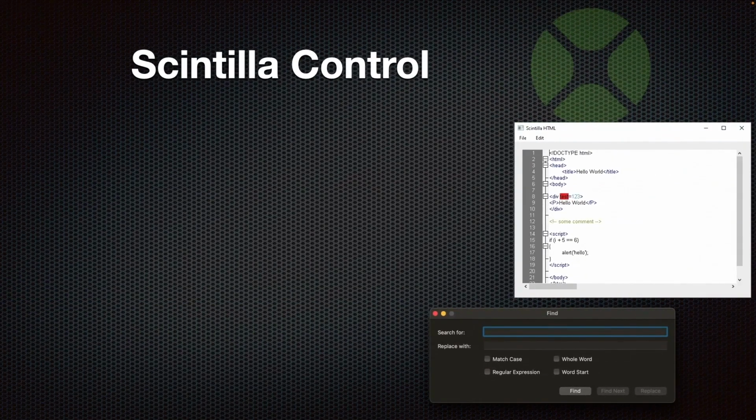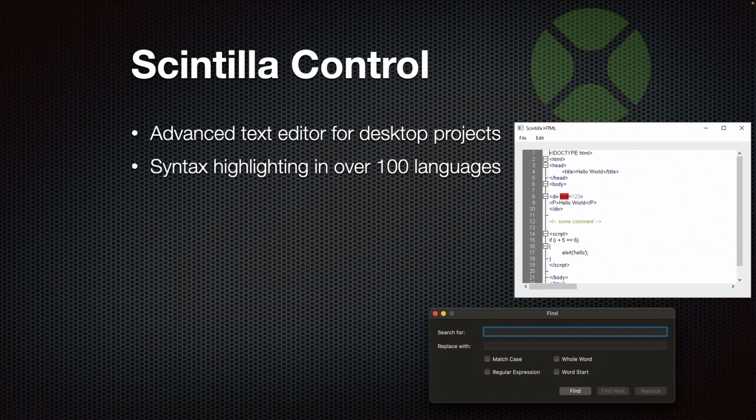Then we got the Scintilla Control, which is an advanced text editor for desktop projects. We use it mainly for showing source code. So it has syntax highlighting for over 100 different languages. And one of the syntax highlighters I made myself is the one for Xojo. So we can show Xojo source code.